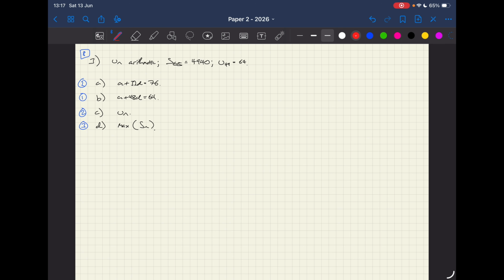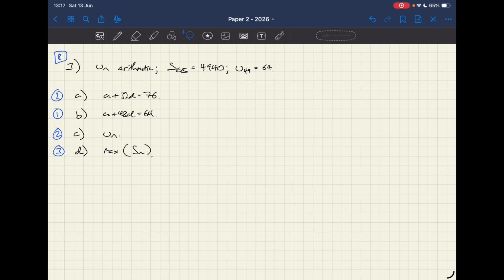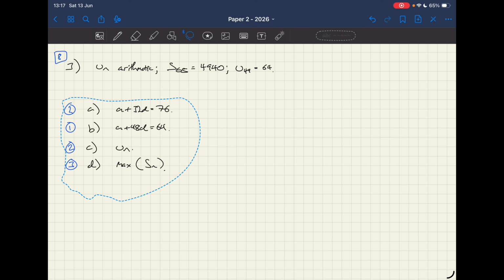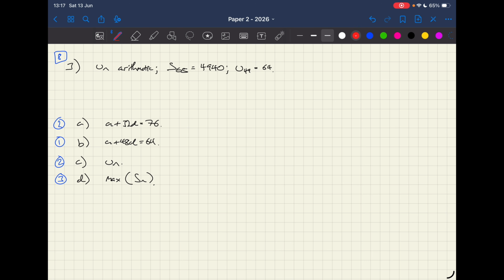Let's keep going. Here then, for this question number 3, we were given some arithmetic sequence, un. So fact A is that it is an arithmetic sequence. Fact B is that when we add up the first 65 terms of that, we get 4,940. And fact C was that the 49th term was 64.